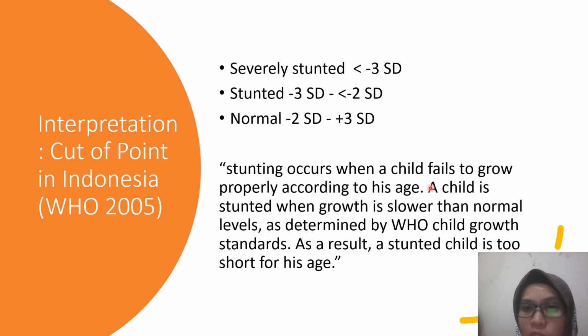Stunting occurs when a child fails to grow properly according to his age. A child is stunted when growth is slower than the normal level, as determined by the WHO Child Growth Standard. As a result, a stunted child is too short for his age.